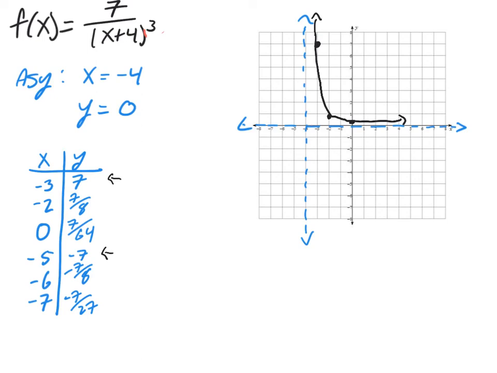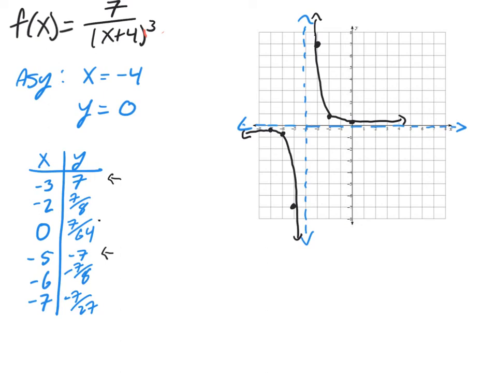All right, left-hand side, -5, we're at a -7, so we're kind of similar looking, but not quite. -6, we're at -7/8, -7, we're at -7/27. All right, and connecting those points, there's our nice curve.